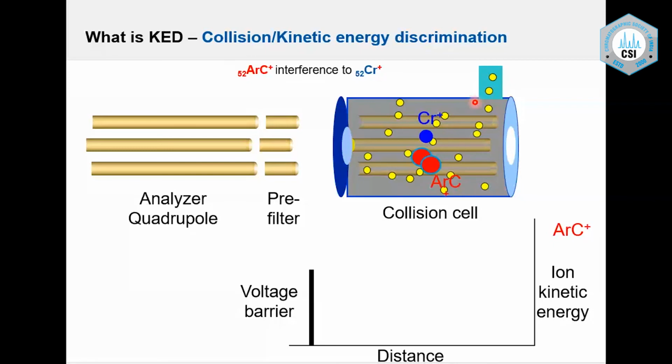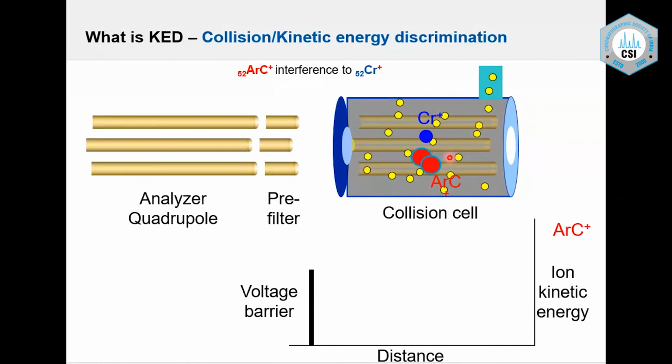The collision technique is based on the size of the analyte. This is a DRC cell, a reaction cell, where the analyte is chromium having 52 mass, and this argon carbon also having 52 mass. So what is the difference between the two? They have the same mass, but you see the size is varying. Argon carbon has a big size. So we introduce helium inside this cell, which has a very small size.